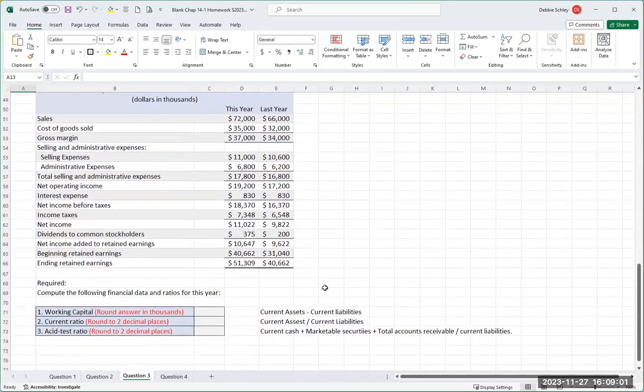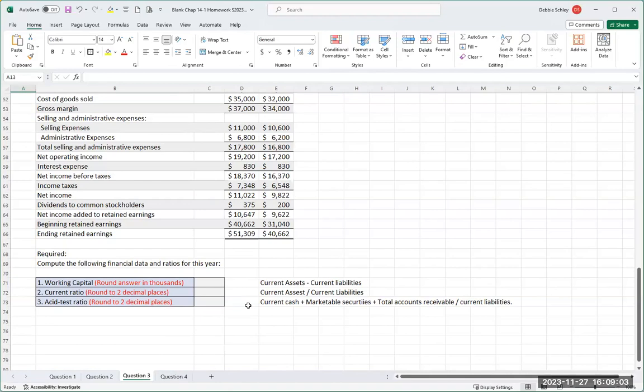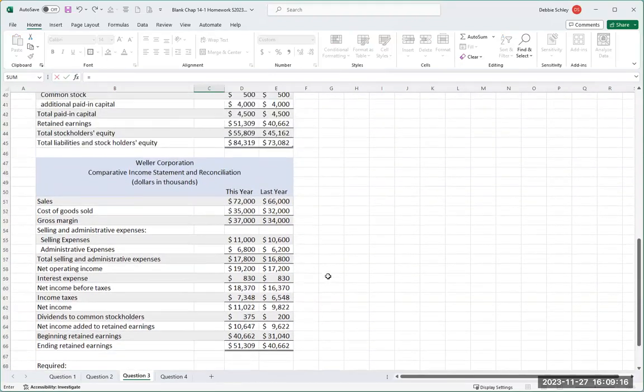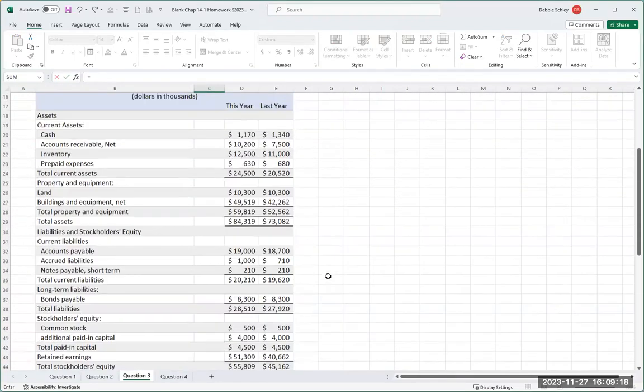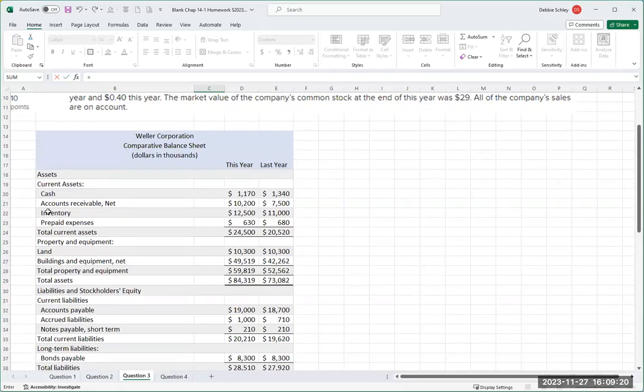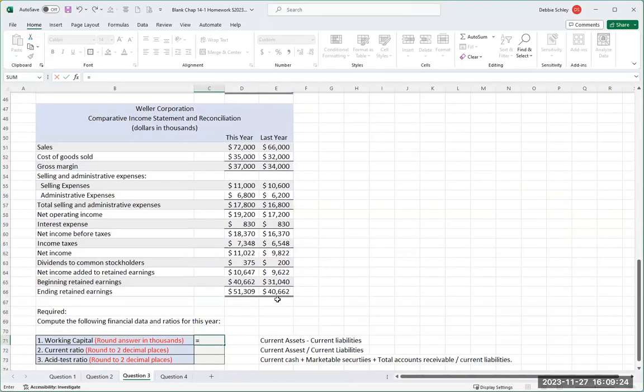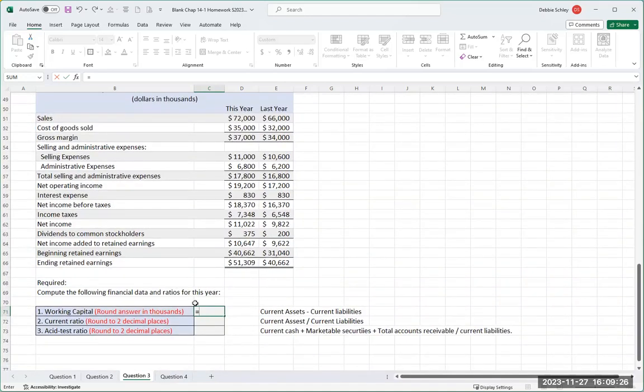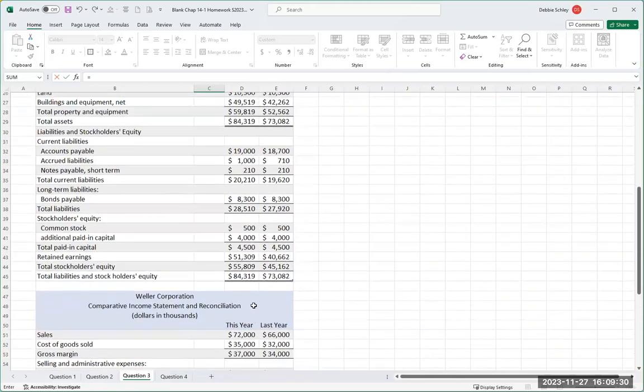Anyway, it's in thousands. So they took off 3 zeros off of everything. So we're just going to take the numbers they gave us, which the definition or the formula for working capital is current assets minus current liabilities. So current total, and it's for this year, I believe. Yes. So I'm only dealing with numbers this year. So that's my first column.